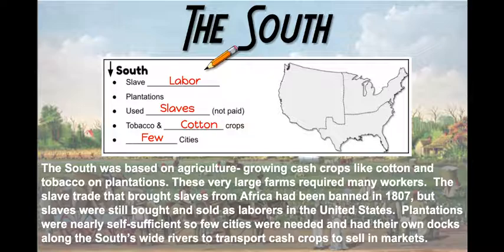And because these plantations really could run themselves, they had some food and maybe some animals, so that they fulfilled the needs of the people who lived on the plantation. They didn't really rely on big cities or factories for anything. We're going to color the South pink. We're using pink instead of red because it's easier to see through sometimes.